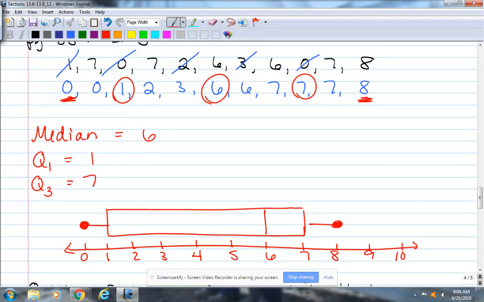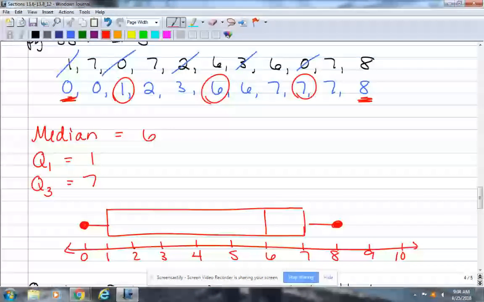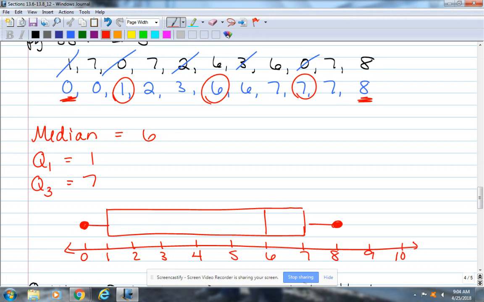Questions? And we got a big long rectangle because there's a big gap in the numbers between the first quartile and the median.